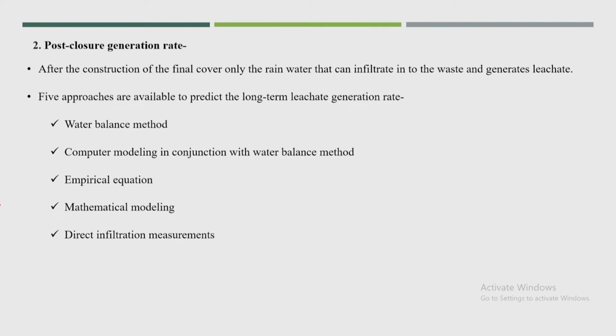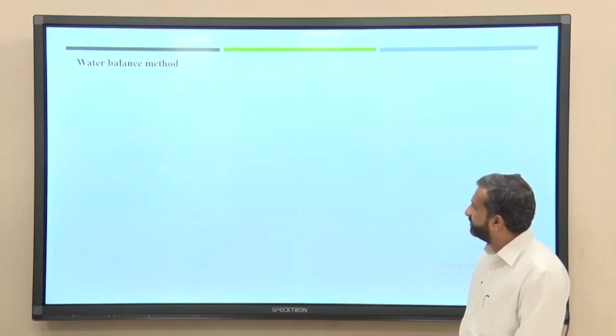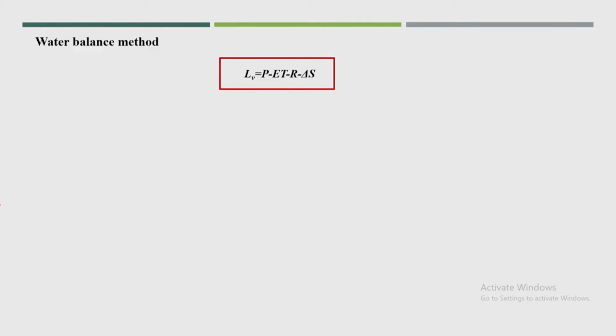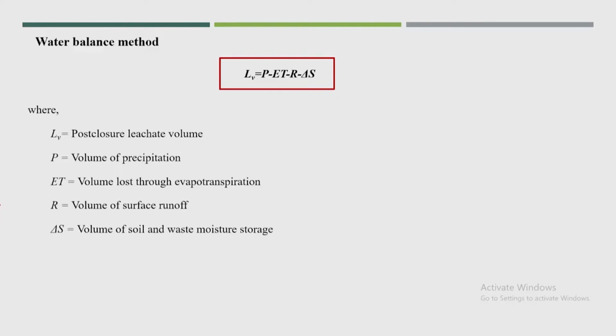First is the water balance method, then computer modeling in conjunction with the water balance method, empirical equation, mathematical modeling, and direct infiltration measurement. But I think among these approaches, water balance is very easy, which I am going to explain here. We can simply calculate the post-closure leachate volume as the volume of precipitation reduced by the volume lost through evapotranspiration, the volume of surface runoff, and the volume of soil and waste moisture storage. If you know these things, we can easily calculate how much leachate could be produced.